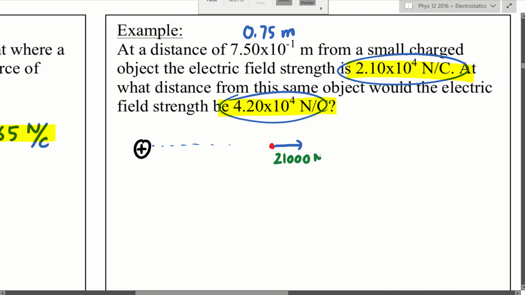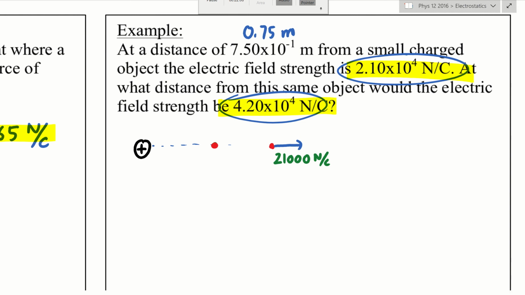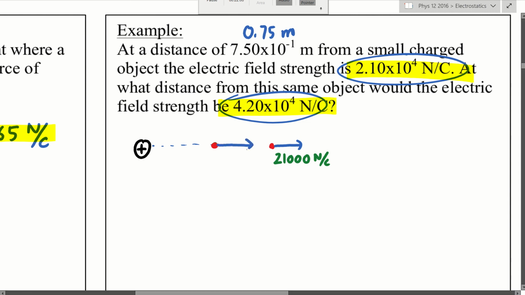21,000 Newton per Coulomb. And then we did something, which is we moved closer. I don't know how close we have to move, but we did move closer. So we moved to this location, and now the electric field is stronger. Actually, it's double. So I will draw the other arrow as double of this one. So it's now 42,000 Newton per Coulomb.